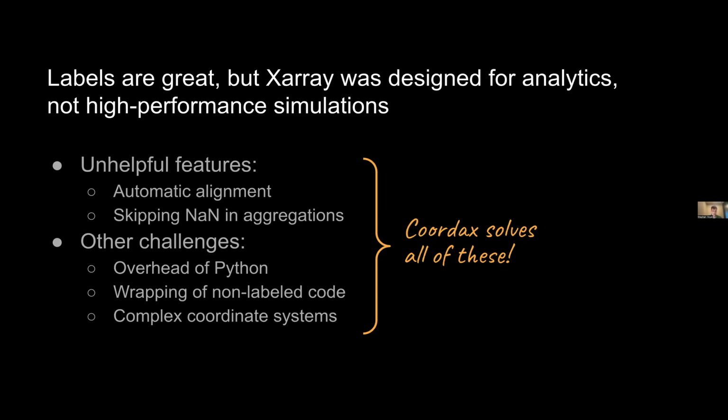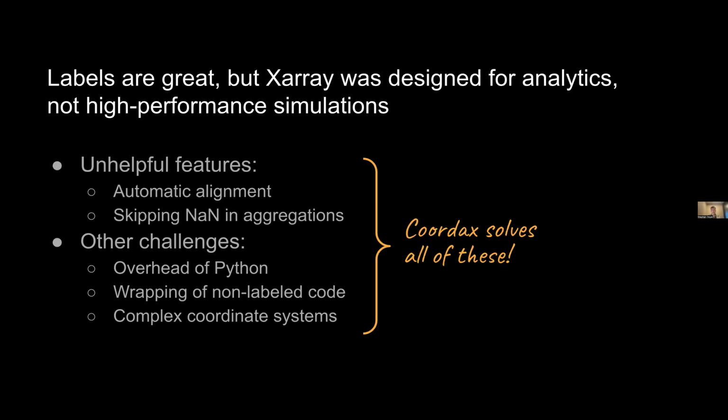And there are other challenges of working with Xarray. One is the overhead of everything happening in Python, which is interpreted, and that can be a little slow compared to compiled code. It's a little painful to wrap code that's outside of the Xarray ecosystem that's not written with labels. And there also isn't support for more complex coordinate systems, where you need to keep track of metadata, like something on a cell face versus a cell center.